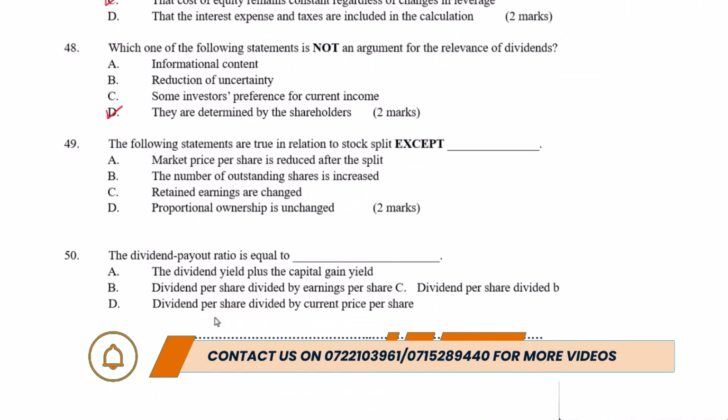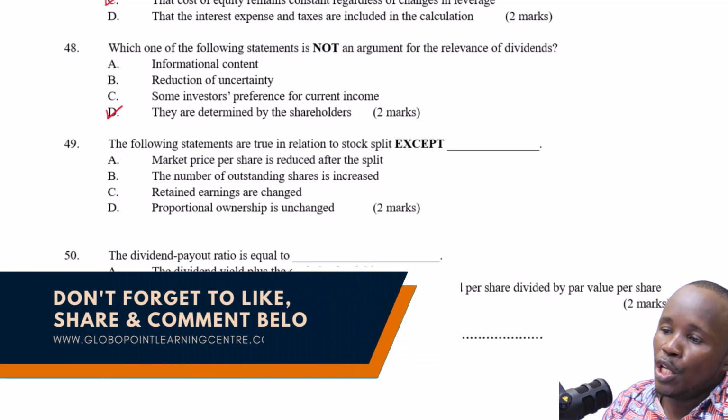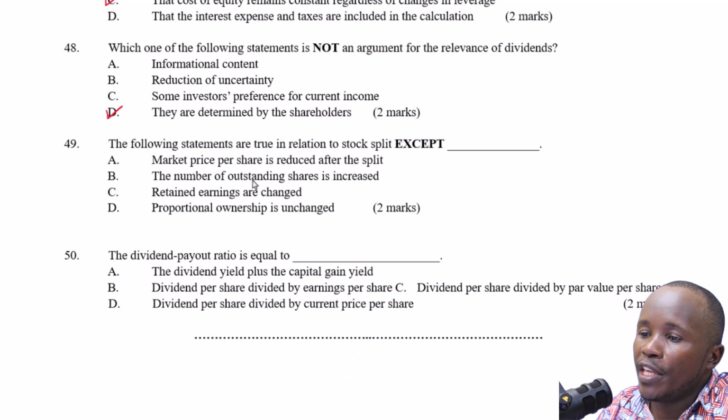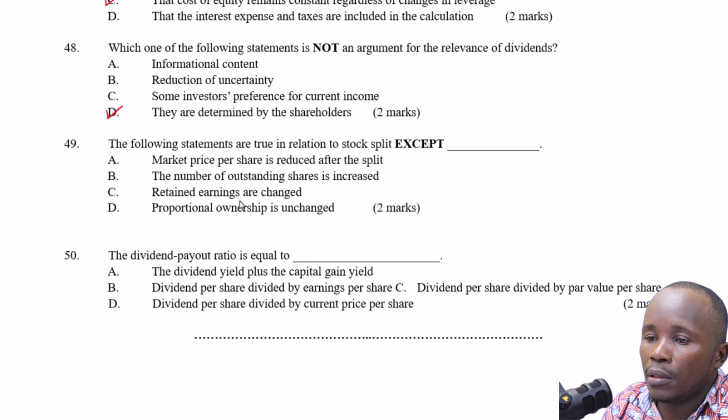The following statements are true in relation to the stock split, except: when you do a stock split, it can affect the market price, and it also increases the number of shares, and the proportion of ownership is not changed. What it does not affect is the retained earnings. Retained earnings are never changed by a stock split. This one: a stock split doesn't change the retained earnings.